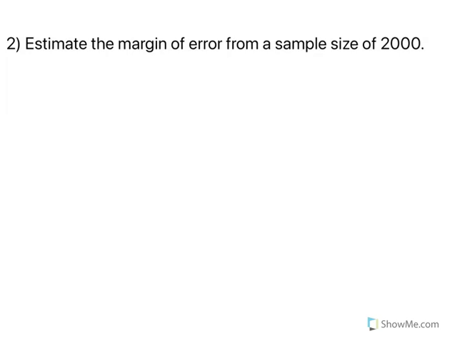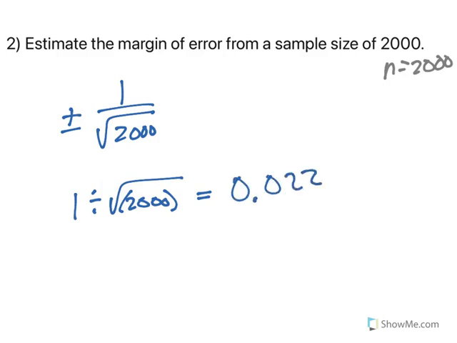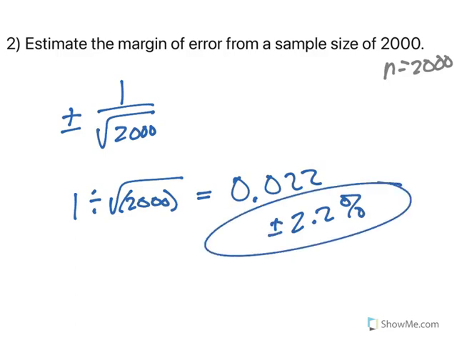What if our sample size is 2,000? Well, now n is 2,000. So we would have plus or minus 1 over the square root of 2,000. So 1 divided by square root 2,000, close parentheses, and we get 0.022. As a percent, that is 2.2%. So our margin of error is plus or minus. Again, remember the margin of error needs that plus or minus because we're going both directions. We're going to subtract it from our sample, and we're going to add it to our sample.